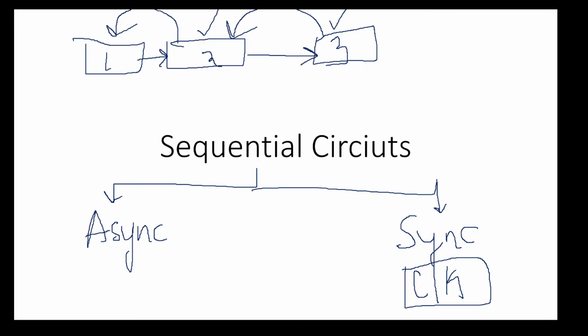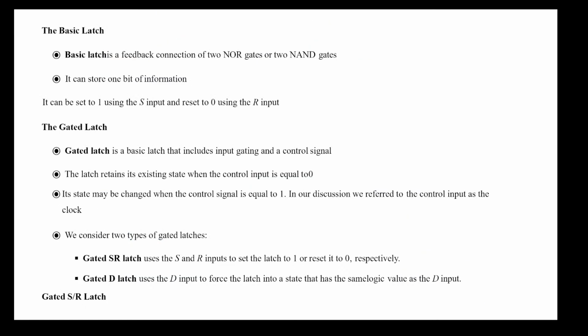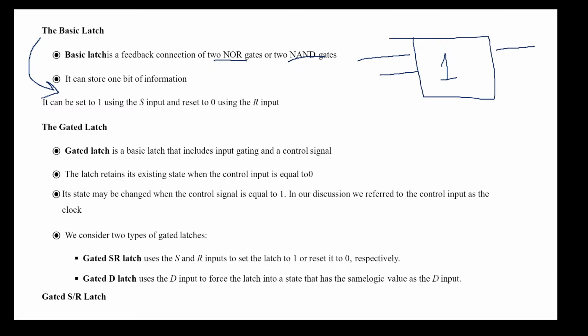Any instant of time. These are the two types of synchronous and asynchronous sequential circuits, right? Now let's look at the very first one, which is also called a latch. So what is a latch? A latch is nothing but a feedback connection of two NOR gates or two NAND gates, right? And basically a latch can store 1 bit of information. So if this is our latch, it will store 1 bit of information. It is a single bit memory element, right?